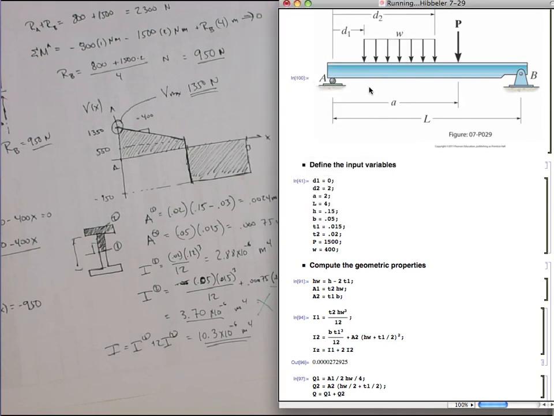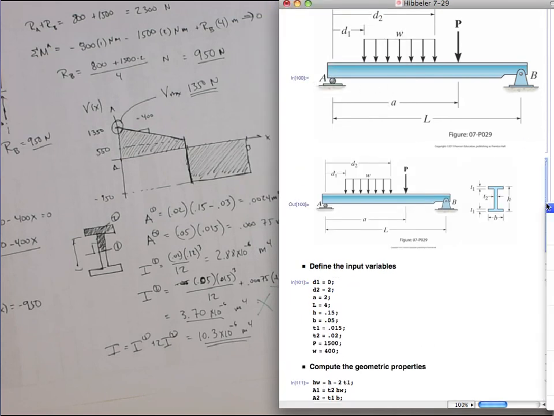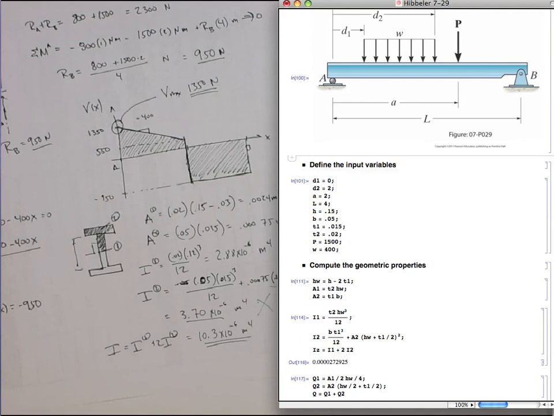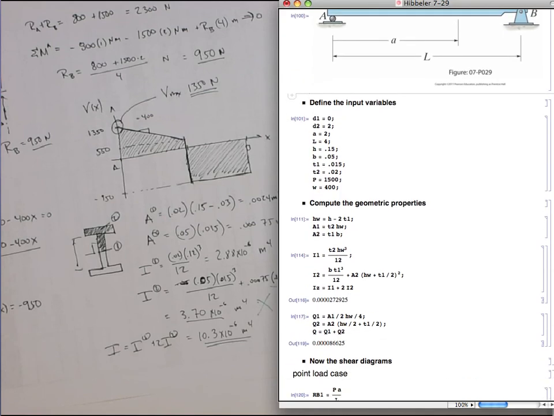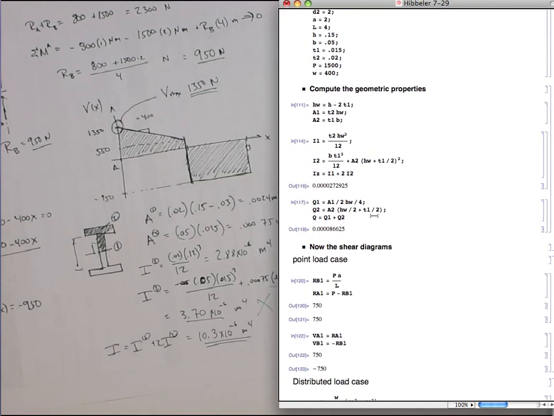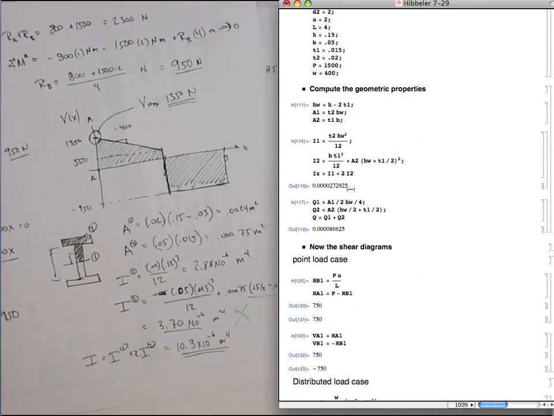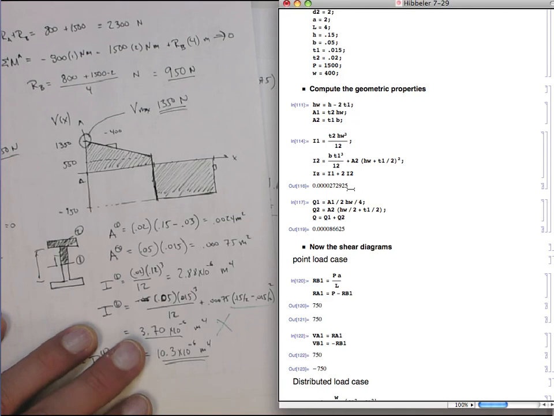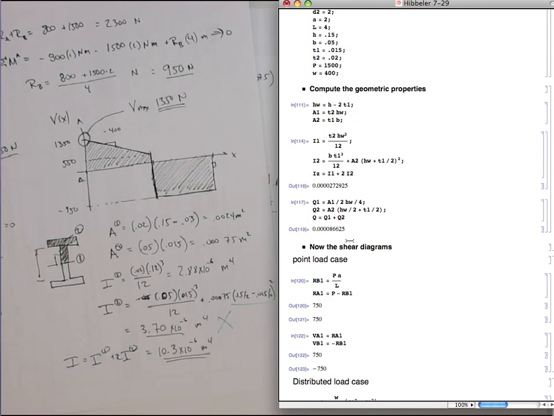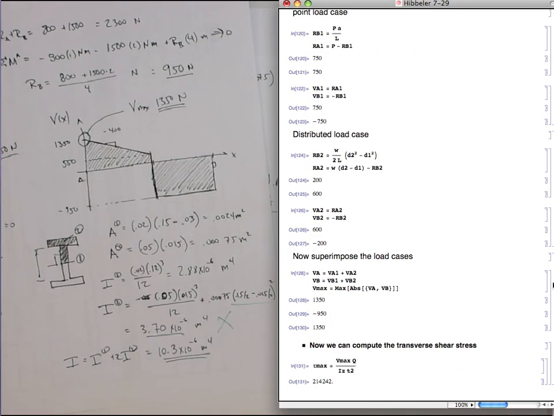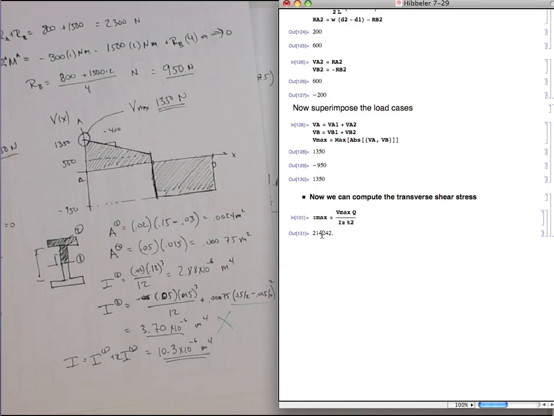Let's evaluate the notebook. I don't know why it always makes a double evaluation of the picture. That doesn't really do me any good. And so here we have the Q's and I's that match our hand calculation, I believe. Well, we had an error in this I, right? I think we have the correct I's and the correct Q's. We already have confidence in our shear forces, and so this tells me that the max shear stress should be 0.2 megapascals or 214 kilopascals.